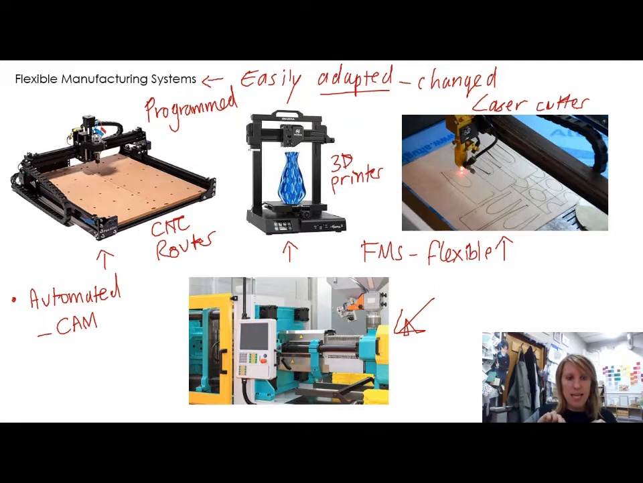So you can see that an injection molding machine, like the one on the bottom there, is not flexible. It's not easy to quickly change what you are manufacturing, in contrast to those pieces of machinery at the top, which can really quickly change. I hope that makes sense.